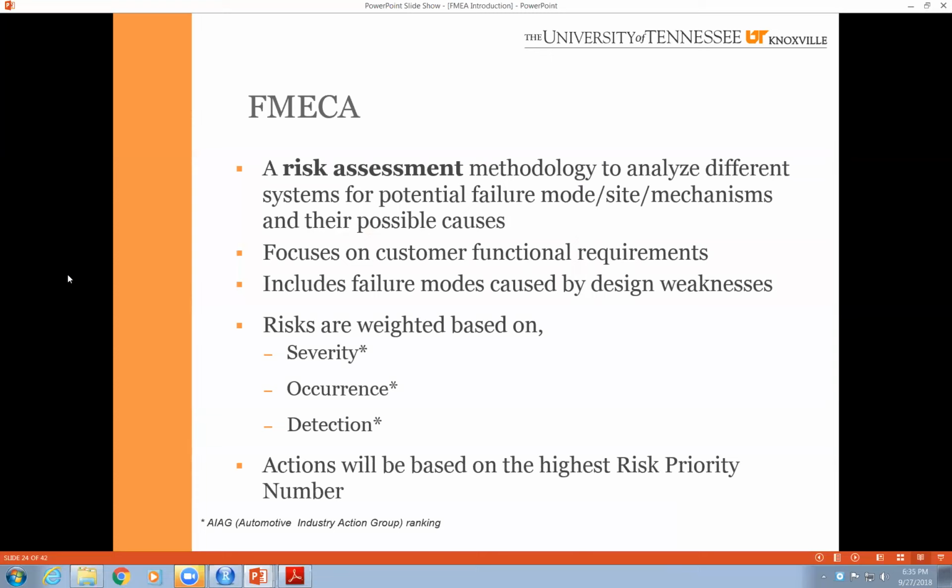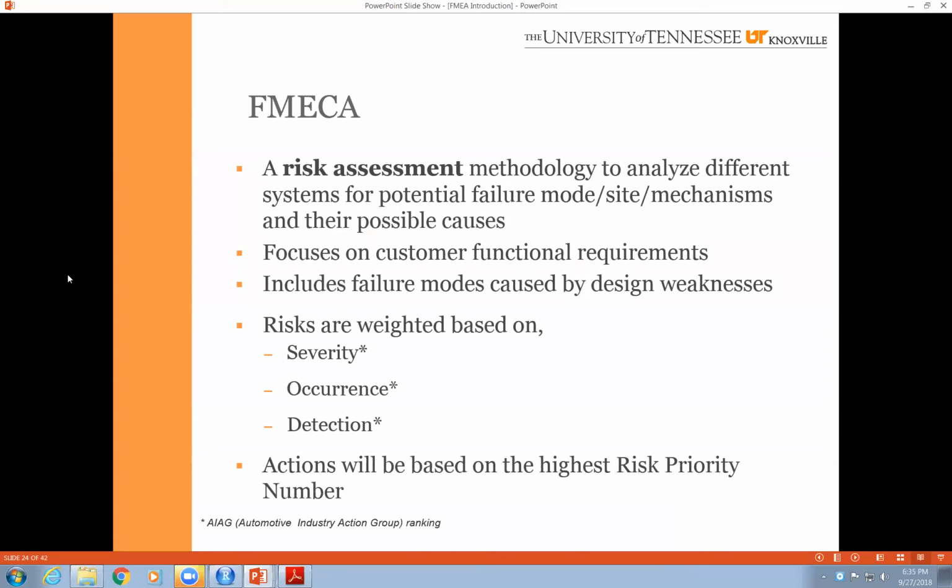So basically, FMEA or FMECA is really a risk assessment. It helps us start thinking about what could go wrong with my design. I'm thinking about design FMEA this way, okay? Focus on customer requirements. And again, the customer is not only the person who buys it, but really somebody downstream in the process as well.